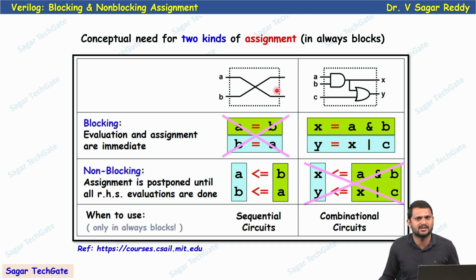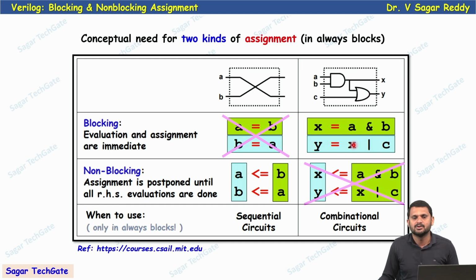What is this? This is a sequential circuit. It holds the values. Yes or no? Swapping means we need to store in some intermediate variable. So here, these are simple combinational circuits. In case of non-blocking, assignment is postponed until all RHS evaluations are done. So this assignment is postponed until we complete the RHS evaluation. We need to read the B value, we need to read the A value, and at the end of the time step, we need to assign. So in this case, we'll use a non-blocking statement. This is the correct way. Whereas to model this type of circuit, we'll use blocking.